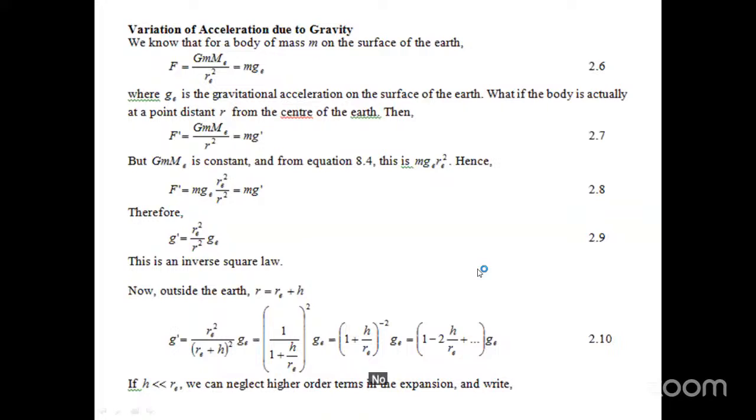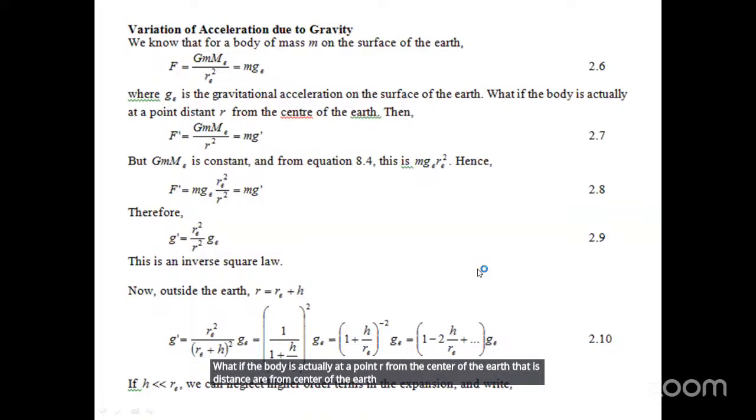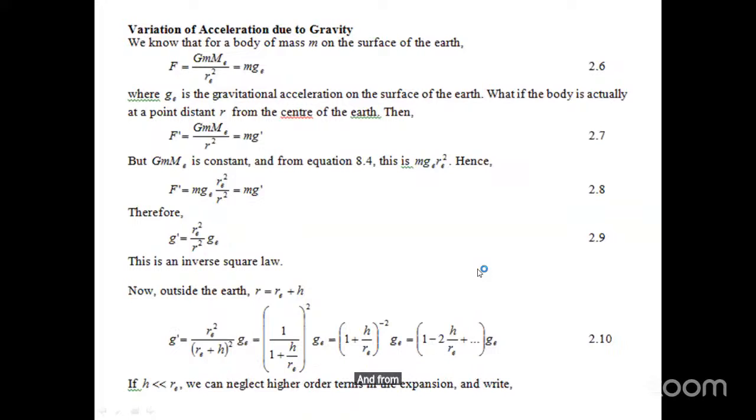Now, what if the body is actually at a point r from the center of the Earth? That is distance r from the center of the Earth. Then F prime will be equal to G m Me over r squared, which is m g prime. But you know that G Me is a constant. And from equation 2.4, that is g Re squared.